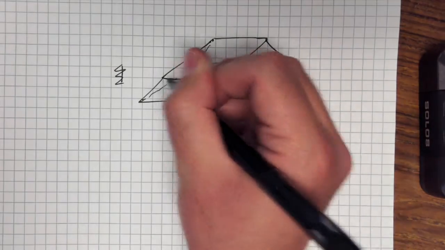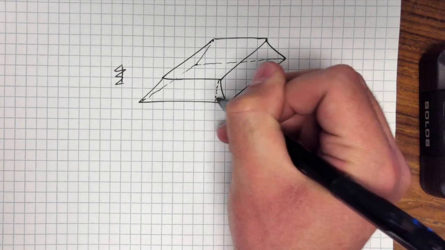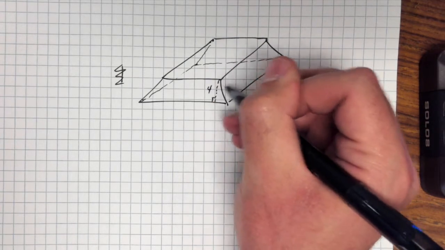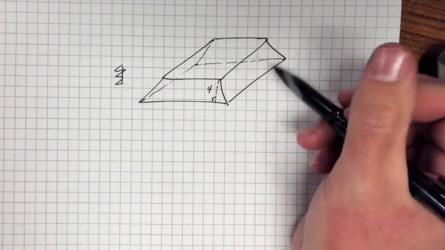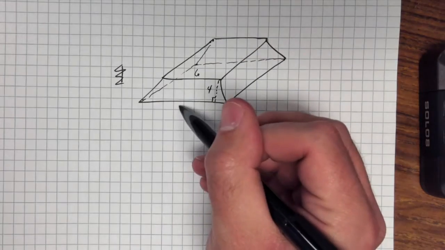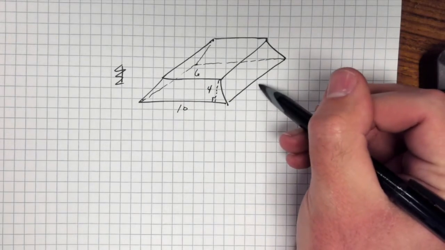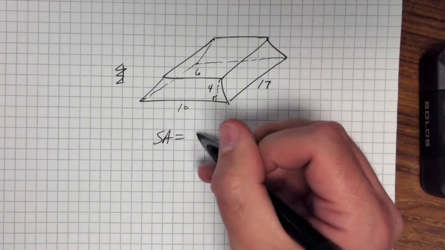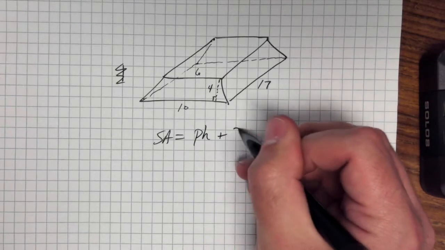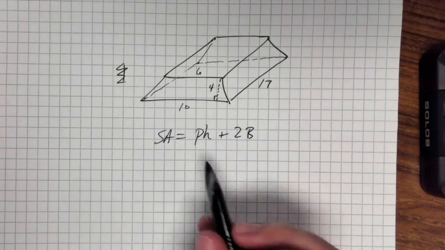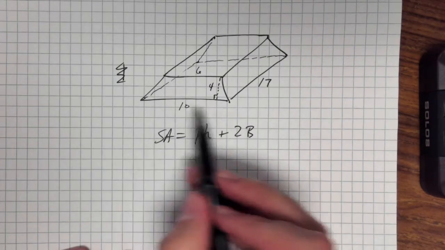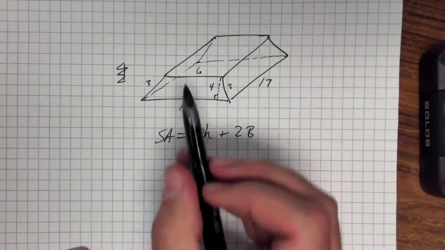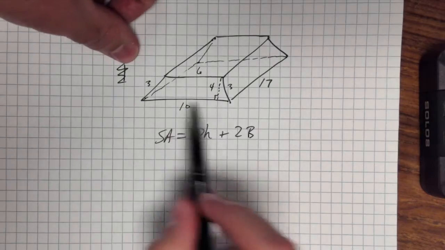Let's say that this guy here is 4, 6, 10, 17. So surface area, again, is the perimeter of the base times the height plus 2 times the area of the base. So the perimeter of the base, this time at the trapezoid, so actually I need numbers here and here as well. So the perimeter of the base, right, the base is this trapezoid.